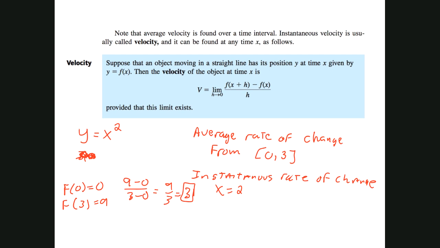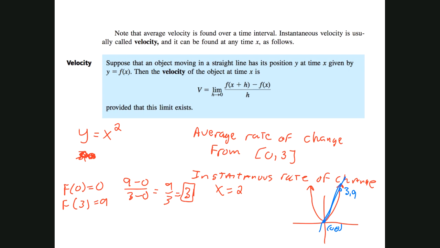Oh, no, no. Average rate of change, if I drew this out, here is my parabola. At 0, the point is right here, and at 3, the point is up here. So this point here is (0, 0), and this point here is (3, 9). The average rate of change is, if I drew this line, what is the slope of that line? That is the average rate of change. So the average rate of change there should be 3.